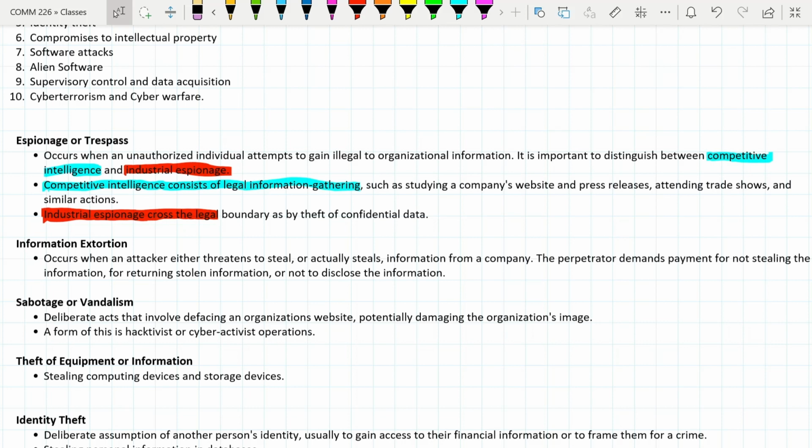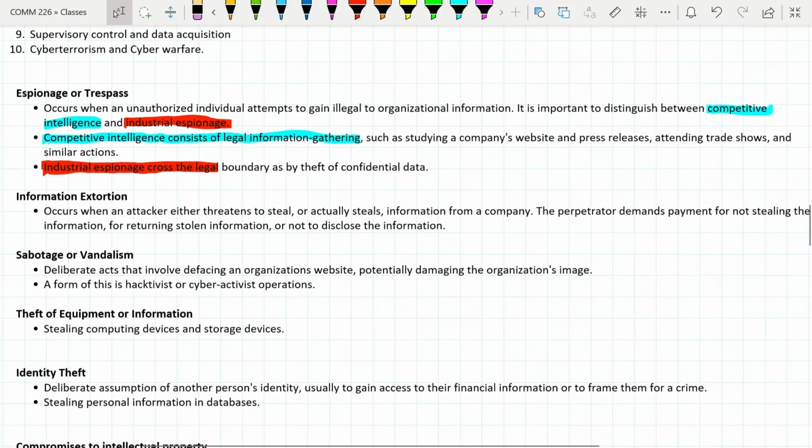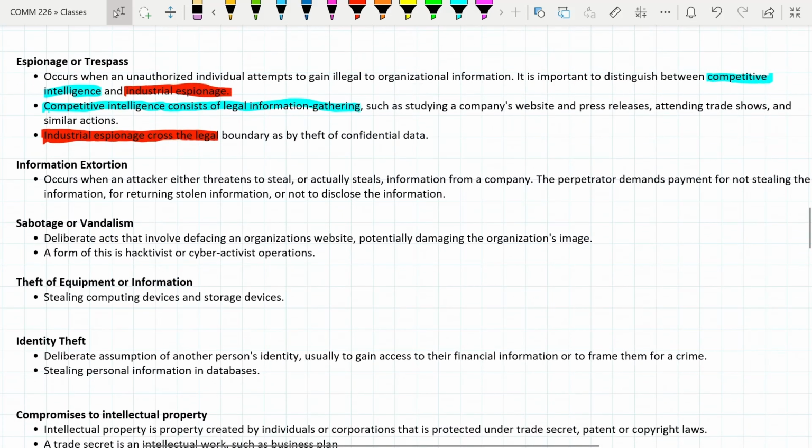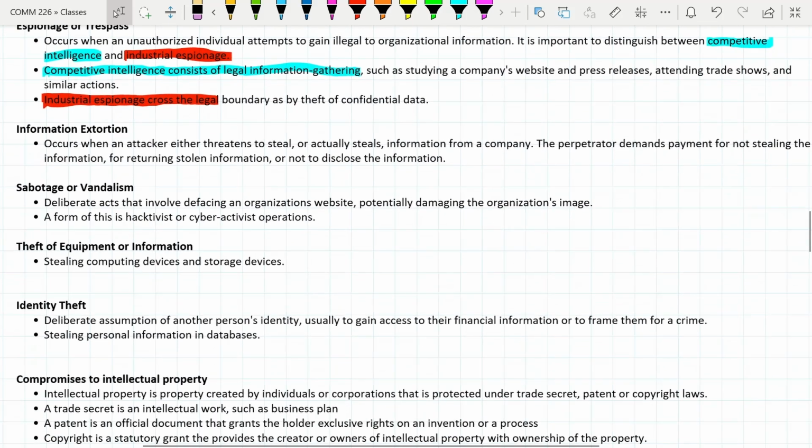We have theft of equipment or information, stealing computer devices and storage devices. It's kind of self-explanatory. Identity theft is deliberate assumption of another person's identity, usually to gain access to their financial information or to frame them for a crime. Stealing personal information and databases. So let me highlight that.